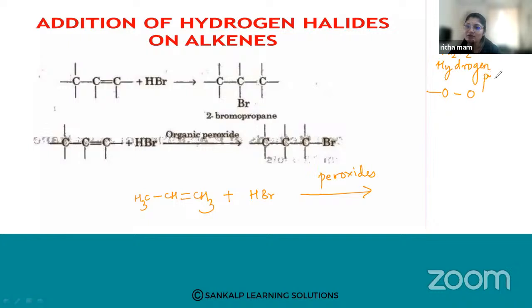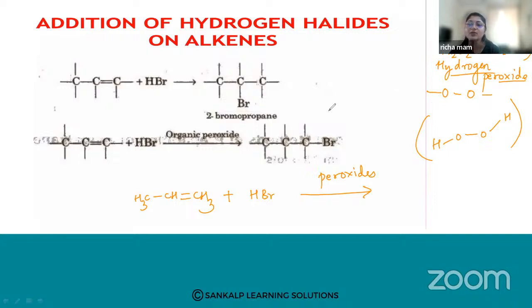Hydrogen peroxide. In a peroxide linkage, you have an O-O linkage. So this is hydrogen peroxide, with an O-O linkage. Suppose I have sodium peroxide or benzoyl peroxide.